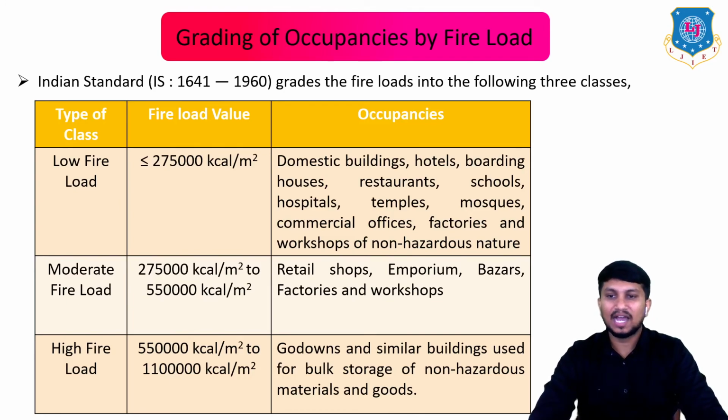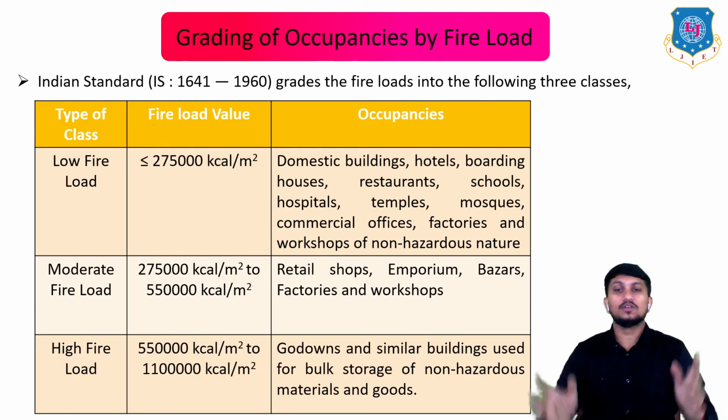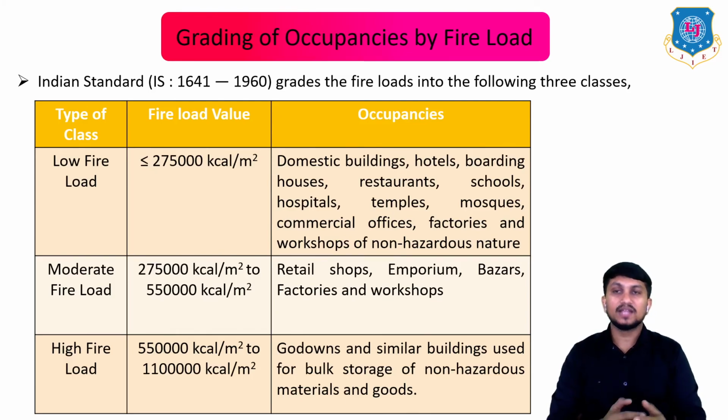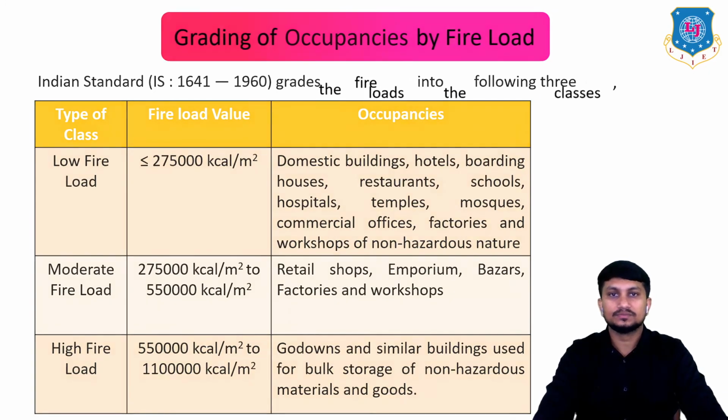The next is high fire load, having fire load value between 5,50,000 kilocalorie per meter square to 11 lakh kilocalorie per meter square. The occupancies of this high fire load are godowns and similar buildings used for bulk storage of non-hazardous materials and goods. Okay, so these are the areas where a large quantity of materials is stored, and because of that, the fire load increases. So this type of occupancy is covered in the high fire load.